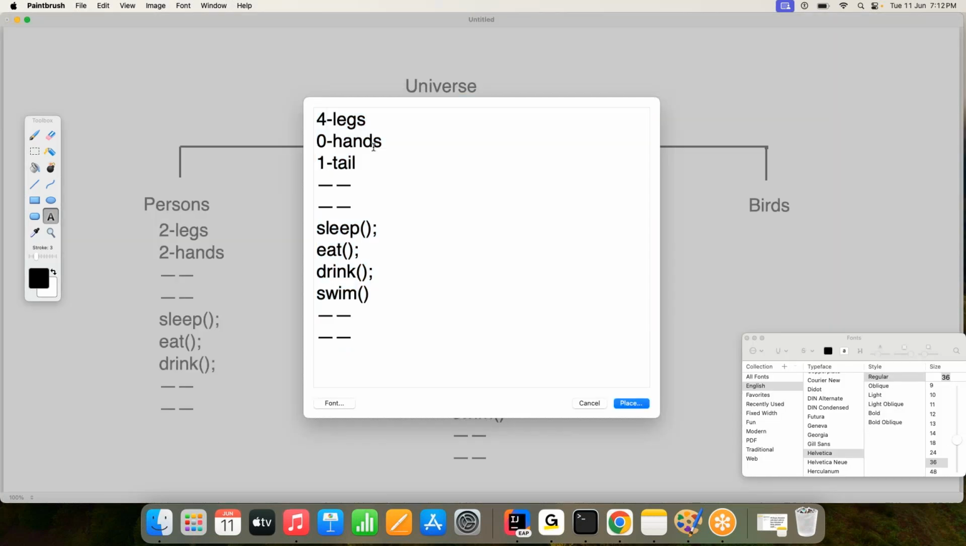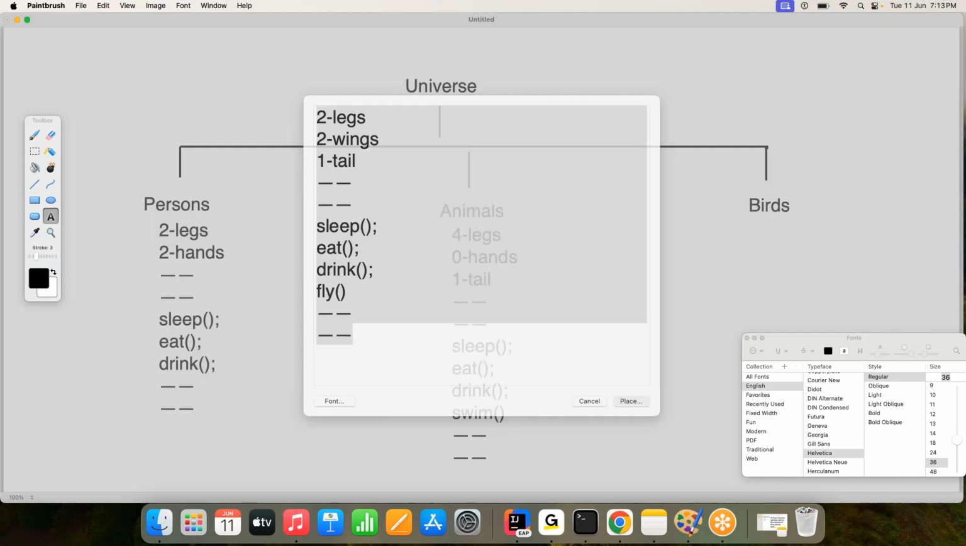Next one. Similarly, for birds here, how many legs are available? 2 legs. And how many wings are available there? 2 wings and 1 tail, and so on. Now here, what are the common behaviors? Sleep. Sleep is possible or not possible? Definitely it's possible, right? Fine. Next one is eat, drink, swim. Okay, but I don't know about the swim. But one common behavior is what there? Fly. These are commonalities for birds.